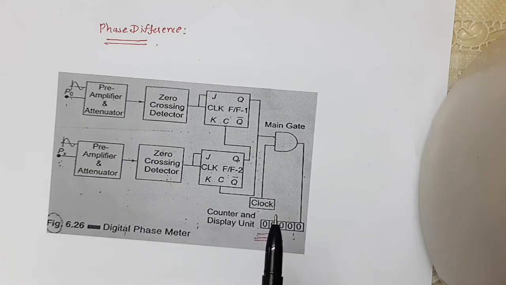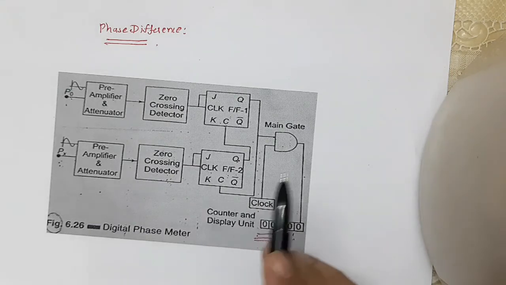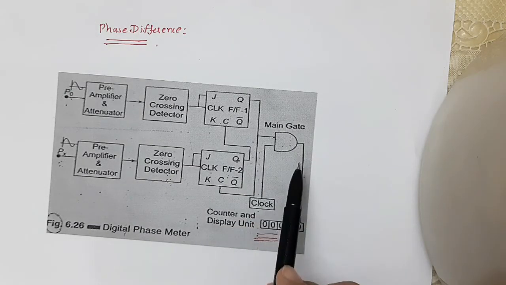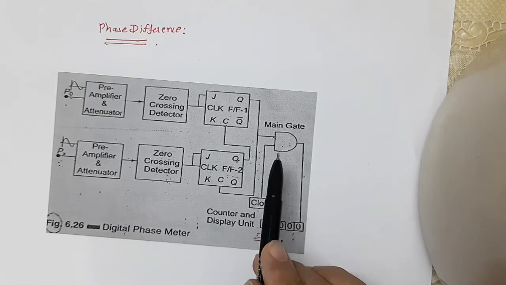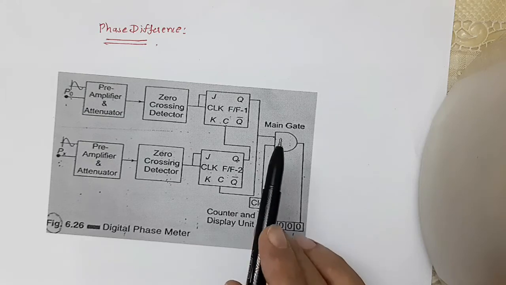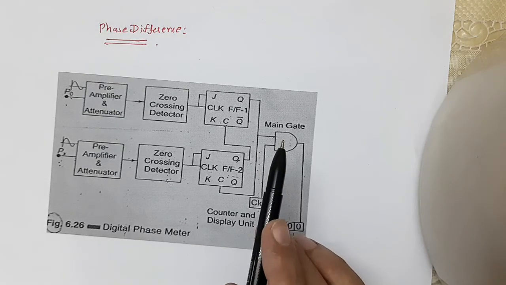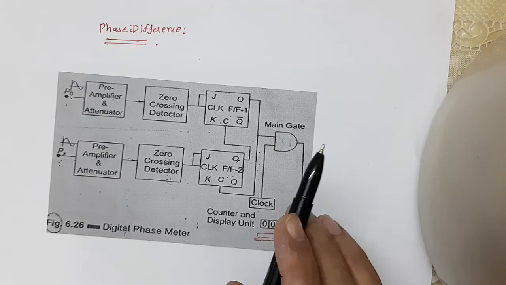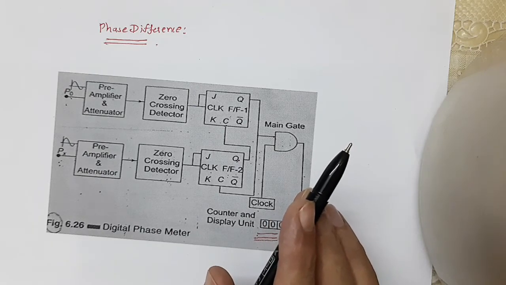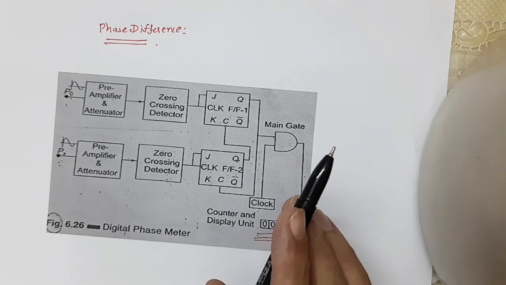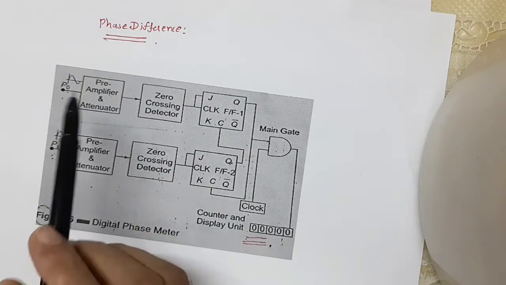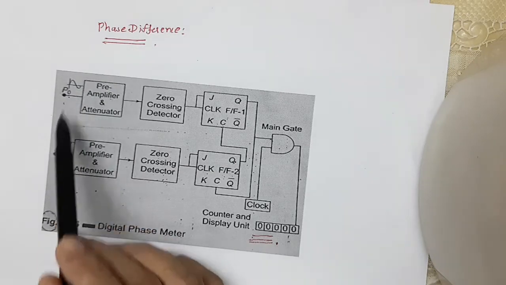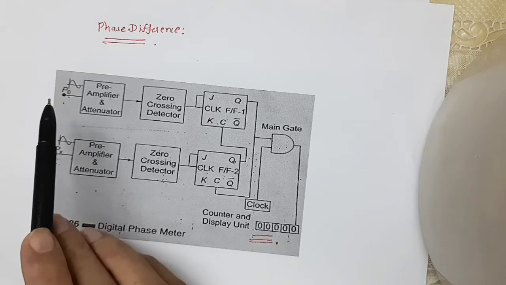The number of pulses counted while the main gate, that means the AND gate, is enabled is directly proportional to the phase difference. Hence, the display unit gives a direct reading of the phase difference between the two inputs P0 and PX having the same frequency. There is a phase difference, but the frequency is the same.